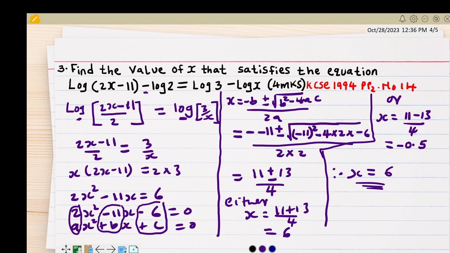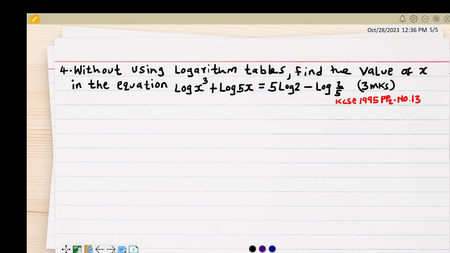Then we look at our fourth example, which is also a past cases question done in the year 1995, paper 2, question number 13. It reads, without using logarithmic tables, find the value of x in the equation log x cubed plus log 5x is equal to 5 log 2 minus the logarithm of 2 over 5. It is a question worth 3 marks. So we simply apply the laws of logarithm.